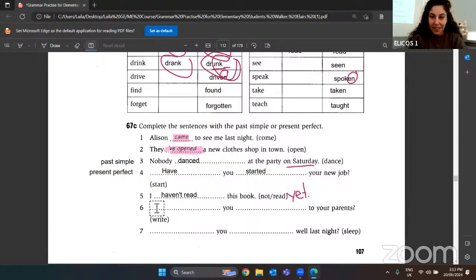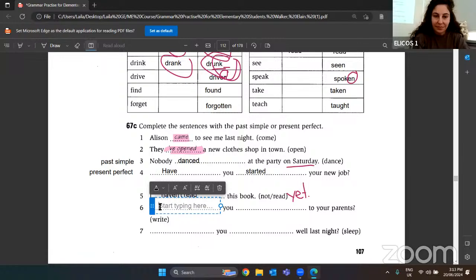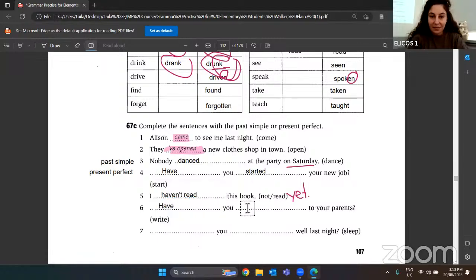Okay, question, Peter. These are the hard ones when they become questions. Have you written to your parents? Present perfect.